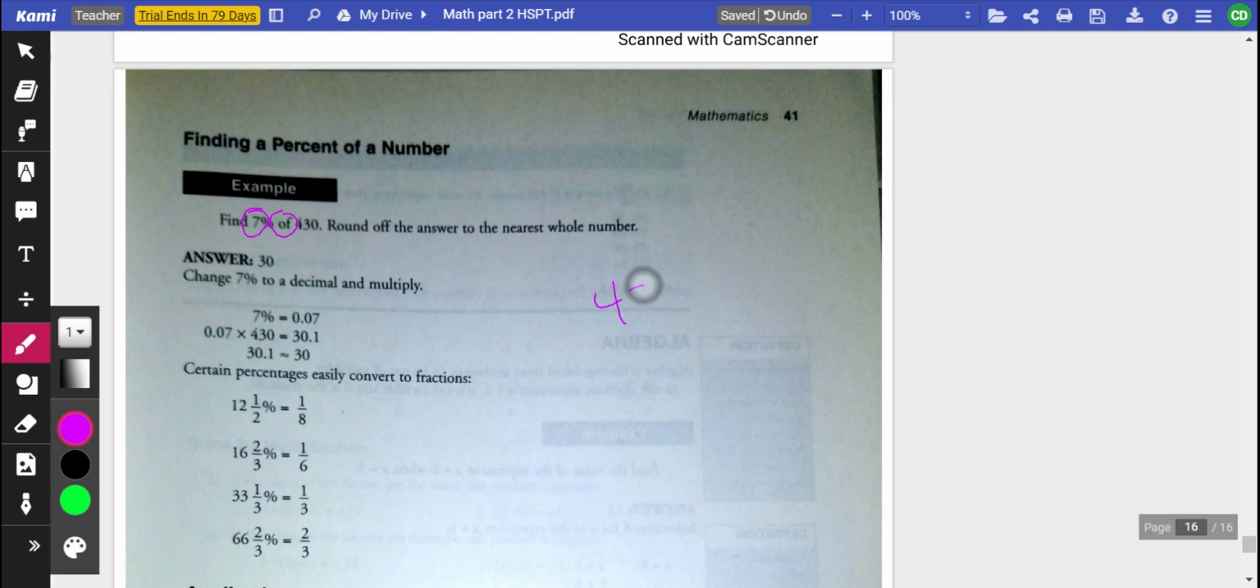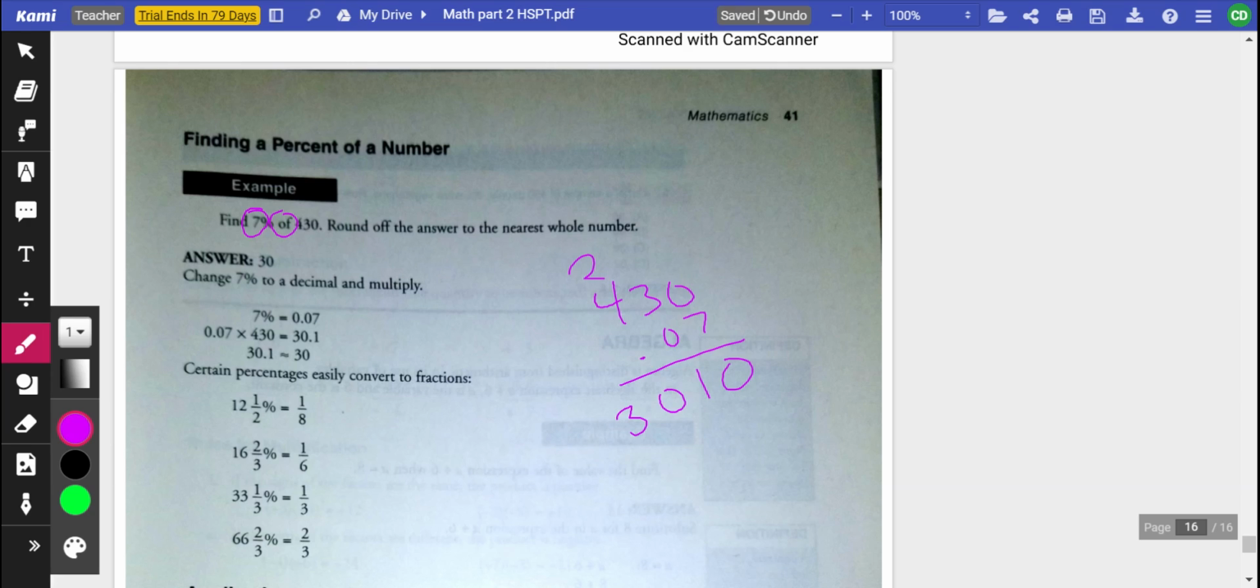So we have 430, and yes, they did the math here, but I'm just going to show you. And then we're multiplying it by 0.07 because we move the decimal point 2 places because we're dividing by 100, because we're changing our percent to a decimal. And then I would run through my numbers. 7 times 0 is 0, 7 times 3 is 21, 7 times 4 is 28. So I end up with this.